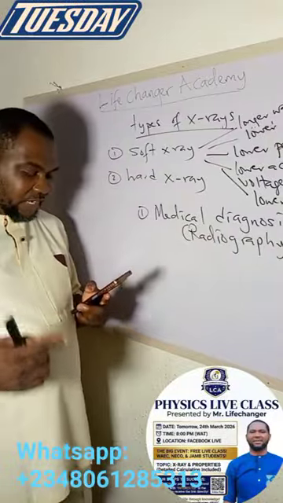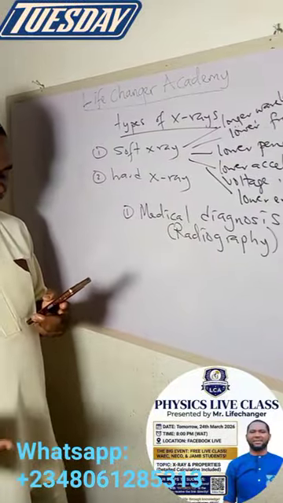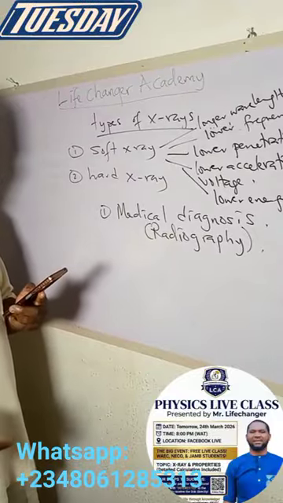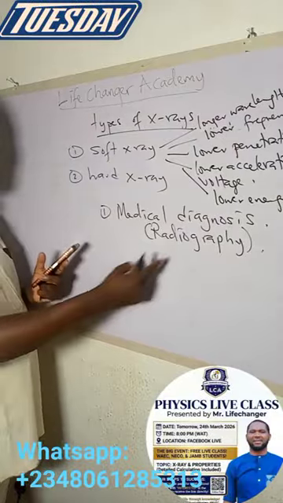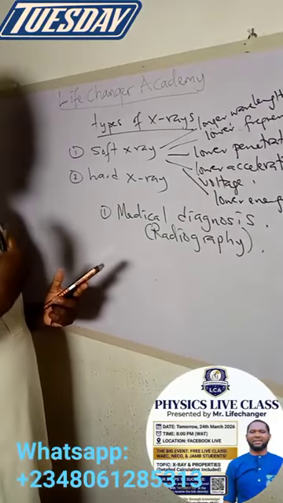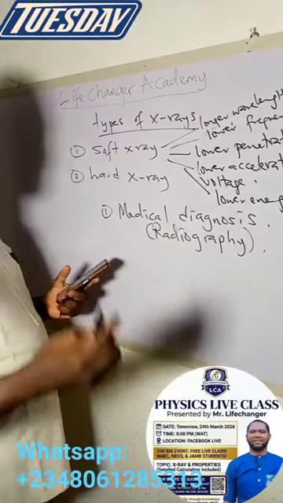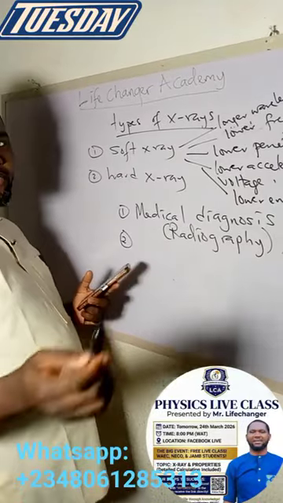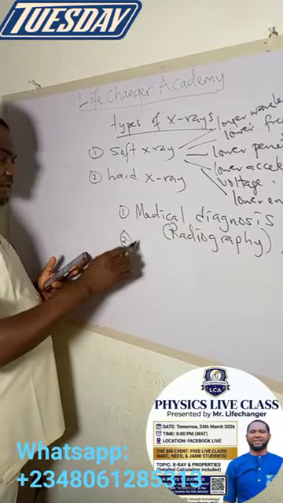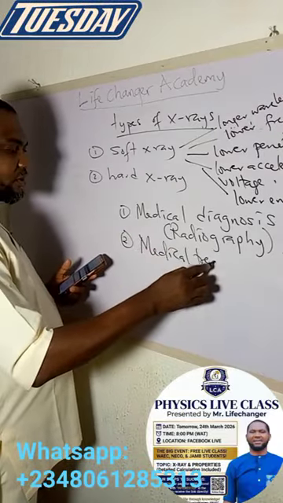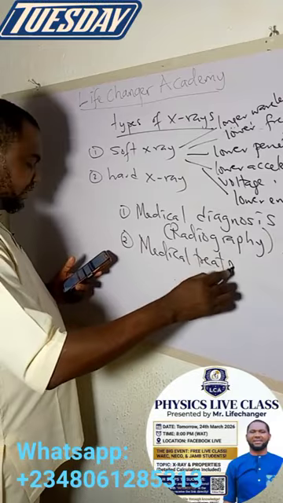So the shadow cast on the film or detector reveals fractures, dislocations, and the rest of them. That's what radiography is. Diagnosis, checking your bones, checking for cracks in your bones, and all of that. Now the second important use for X-ray is that it is used for medical treatment. X-ray can also be used for medical treatment. In this case here, we call it radiotherapy.